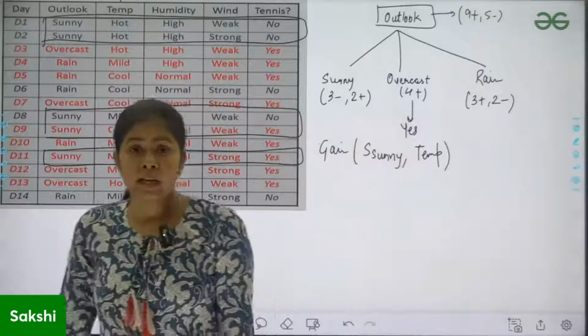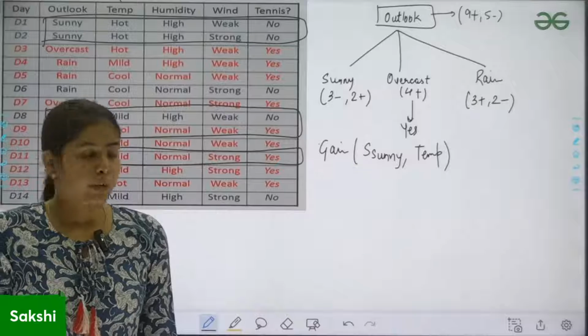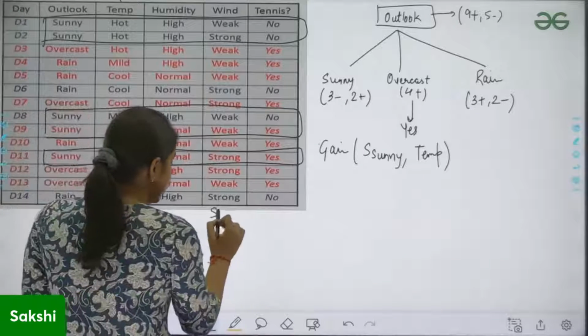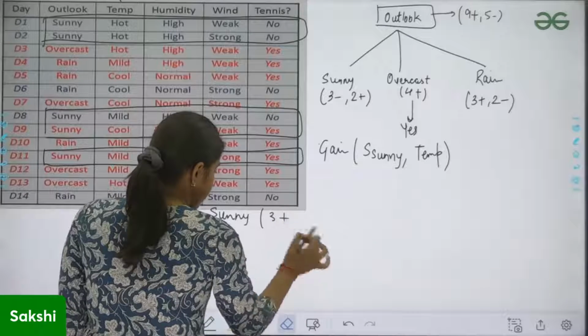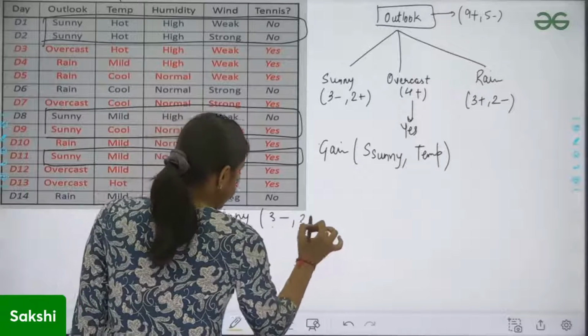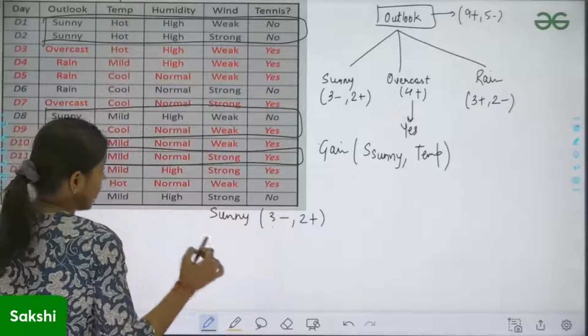Now you would ask how I would find out gain of sunny comma temperature. That would be a problem. So now you can see that on this sunny day we have 3 negative, 2 positive. Now for the temperature, temperature is hot, cool and mild.